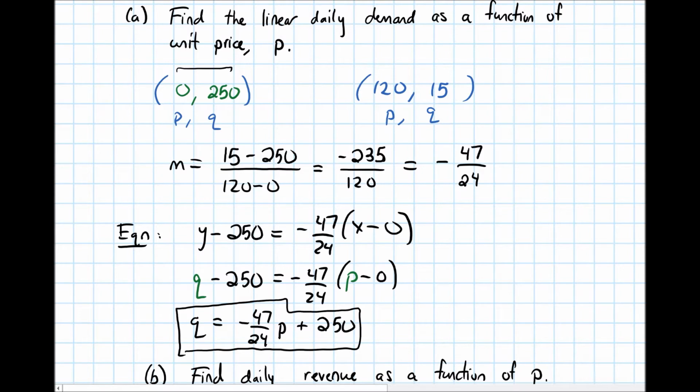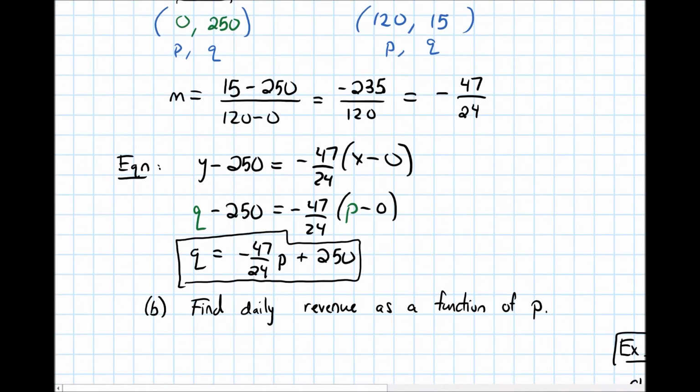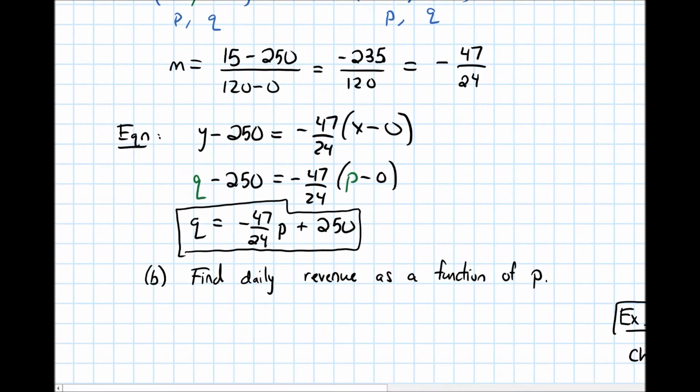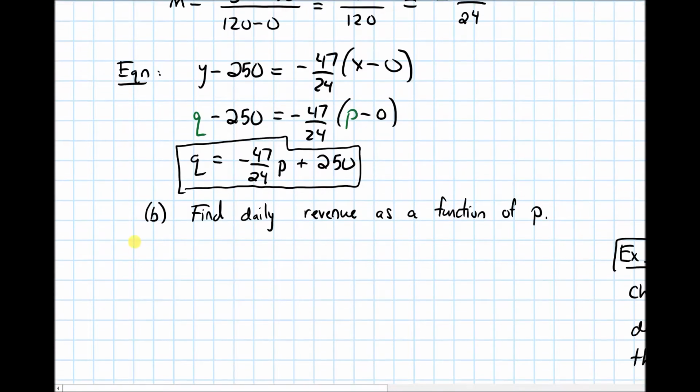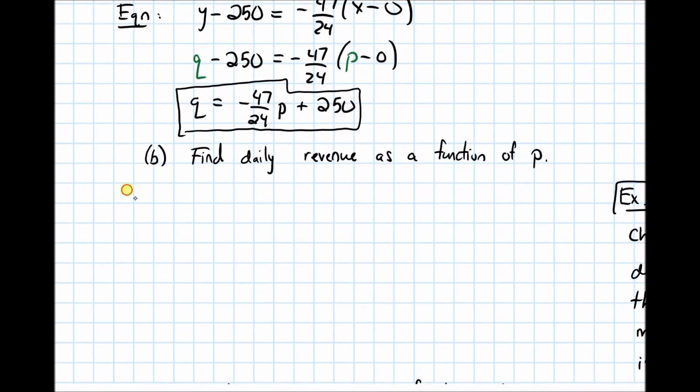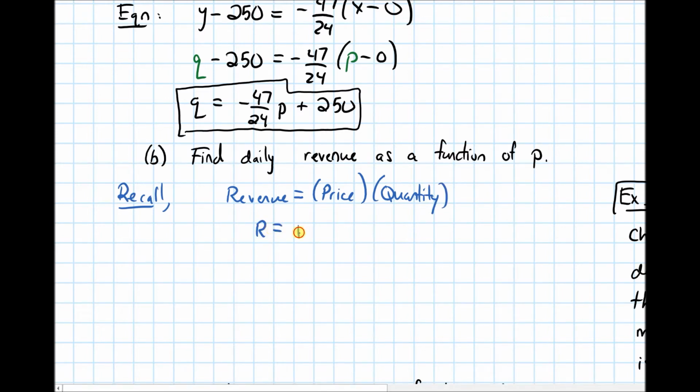All right. Okay, so let's do part B of this problem now. Find the daily revenue as a function of P. So we've got to begin by recalling what our formula for the revenue is. We wrote this out at the start of the video. So the formula is that revenue equals price times quantity. So in terms of variables, this would be R equals P times Q.